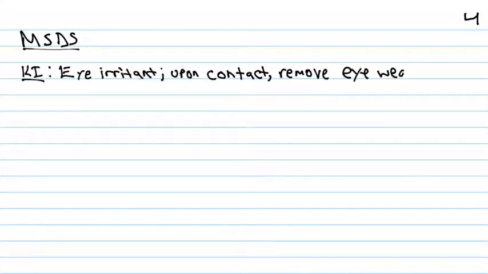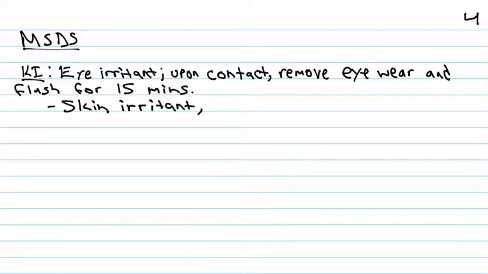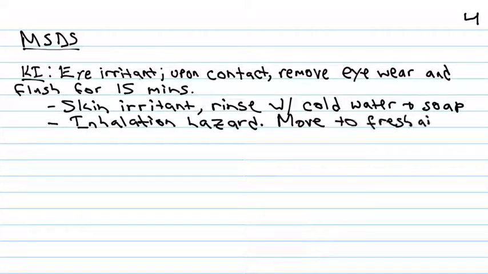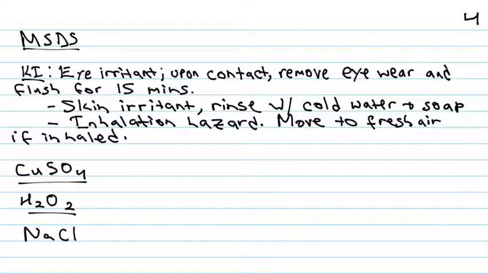So notice how I have eye irritant. Then immediately afterwards, I have how the first aid should be handled. Skin irritant. Right afterwards, first aid measures. Inhalation hazard. Right afterwards, first aid measures. So this is what a sample MSDS looks like. You're going to want to include that for all of the other chemicals in the lab. So don't just write copper 2 sulfate, hydrogen peroxide, sodium hypochlorite. Make sure you actually do an MSDS for all of these chemicals listed here.